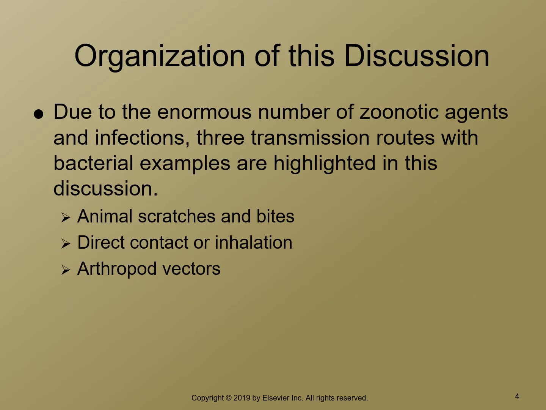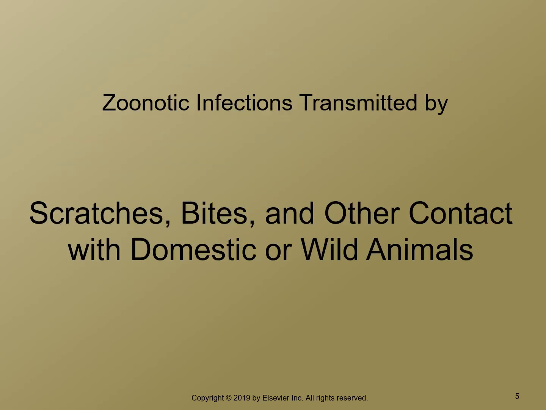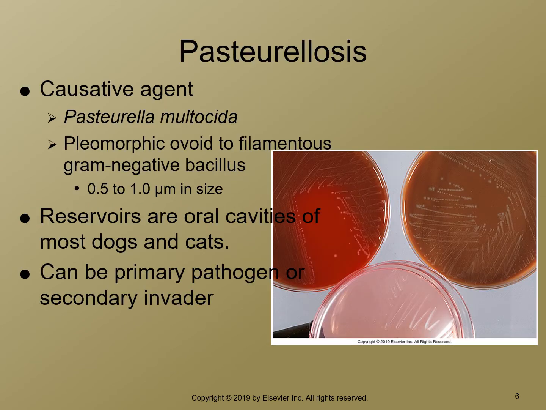Since there's a large amount of material and various zoonotic agents and infections that can be covered, the way this chapter is divided is via the transmission routes. So there's 3 transmission routes with bacterial examples that are highlighted in each area. The transmission routes include animal scratches and bites, direct contact or inhalation, and the last one being arthropod vectors. So first we'll talk about scratches, bites, and other contact with domestic or wild animals.